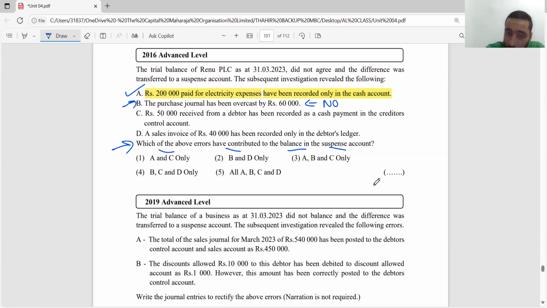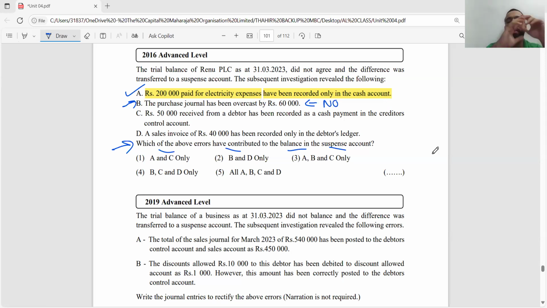Why? The purchases have increased and the debtors have also increased with the same value. The trial balance is tallying. If the trial balance is tallying, you will never need a suspense account. When do you need a suspense account? When your trial balance is not tallying.